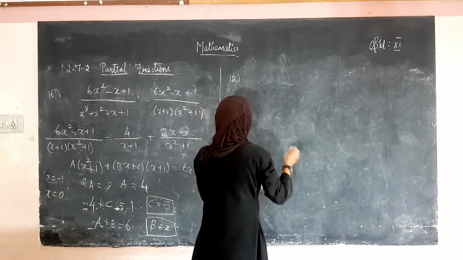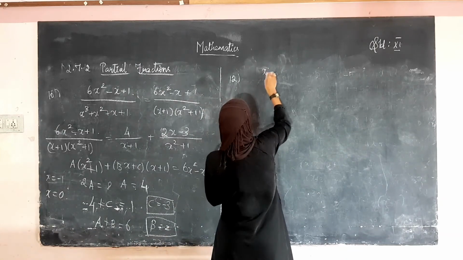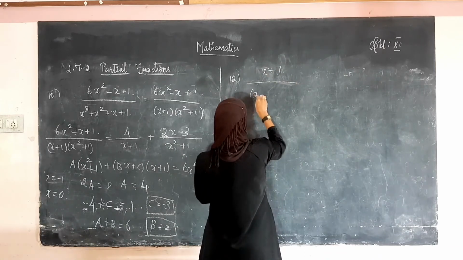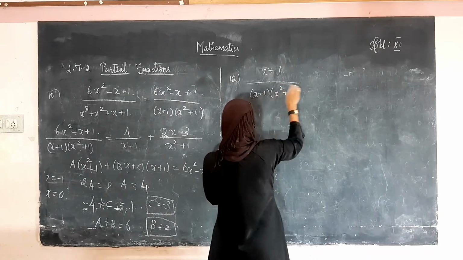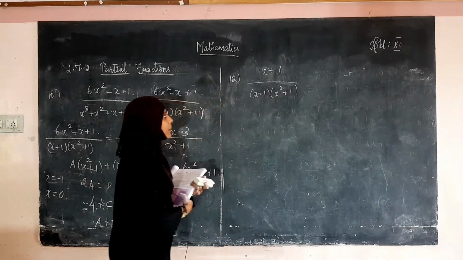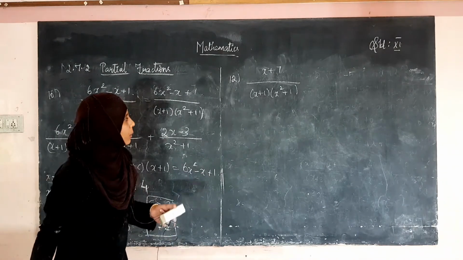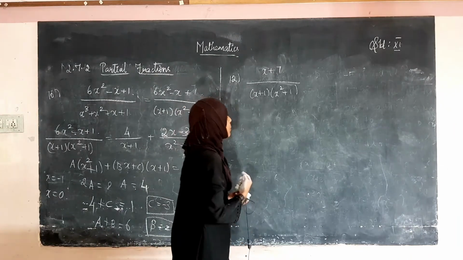Now the 12th sum: 7 plus x, that means x plus 7, divided by (x + 1)(x² + 1). Okay, (x + 1) into (x² + 1). So, see the degree, the numerator is of degree 1 and the denominator is of degree 3. So, no problem, we can proceed here.